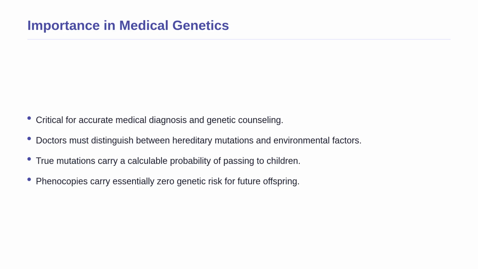If the condition is a true genetic mutation, the patient has a specific, calculable probability of passing the disease to their children, requiring extensive genetic counseling. However, if the condition is merely a phenocopy caused by an environmental exposure during pregnancy, the genetic risk to future children is essentially zero. Without this knowledge, doctors might incorrectly diagnose an environmental injury as a heritable disease, causing unnecessary panic.